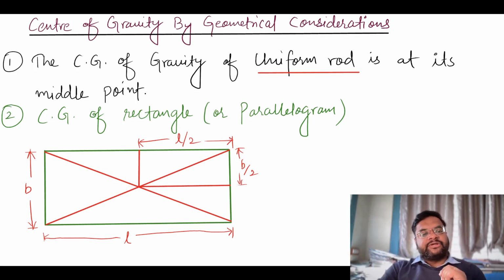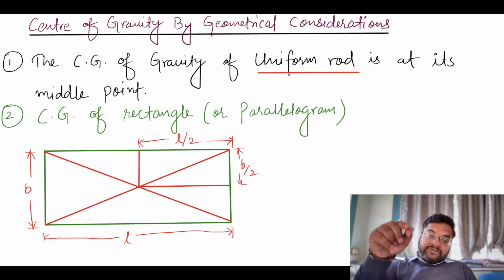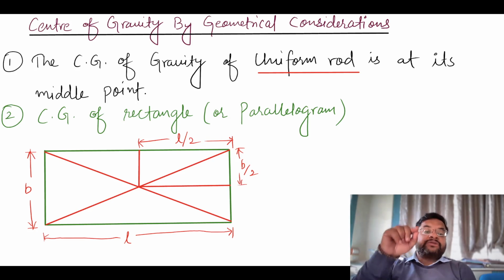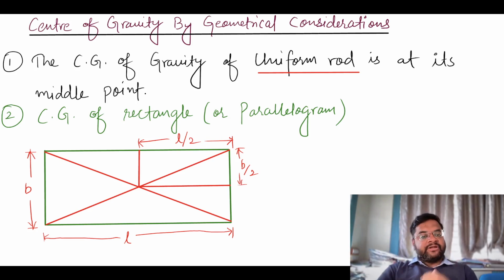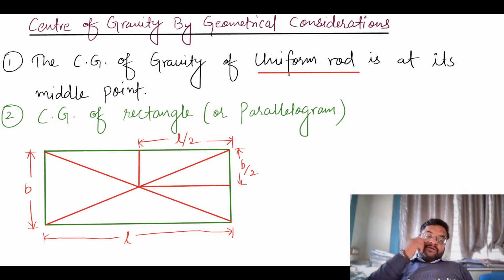The first is the center of gravity of a uniform rod, which is at its middle point. A uniform rod means a rod which has uniform shape, and the center of gravity of that rod is its middle point. The second point is the center of gravity of a rectangle or parallelogram, which is at the point where its diagonals meet, or at half of the length and width of the section. In this figure, B is the width, and B by 2 and L by 2 give the point called the center of gravity of that rectangle or parallelogram.